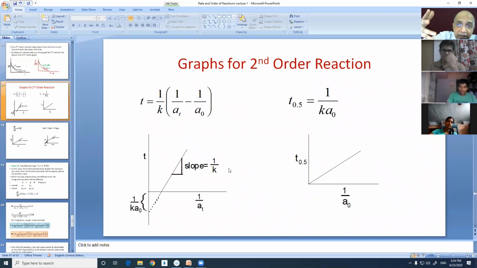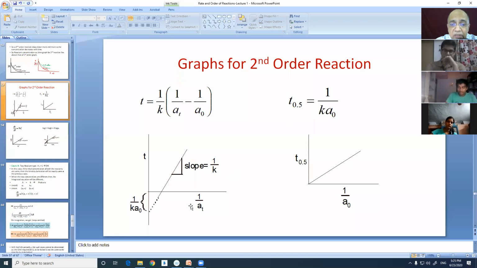But next time I'll ask you the opposite. If 1 by At is the y coordinate and t is the x coordinate, then you reshuffle the equation and find the new slope, and what will be the value of the slope and intercept. So I can change the equation, ask you a different question. Coordinates will be exchanged. And see, this is half-life period.